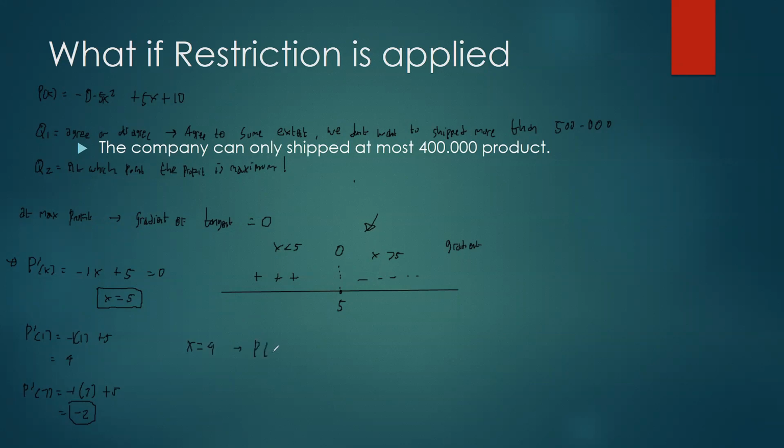So we get P(4) equals minus 0.5 times 4 squared plus 5 times 4 and then plus 10. So in here, we're going to end up with minus 8 and then plus 20 and then plus 10. So we're going to end up with 22. Okay, so 22 million. So that will be the profit that we can get if we ship 400,000 products outside. And that's how we apply the derivative in an instantaneous rate of change. Okay, so hopefully it can be understood.